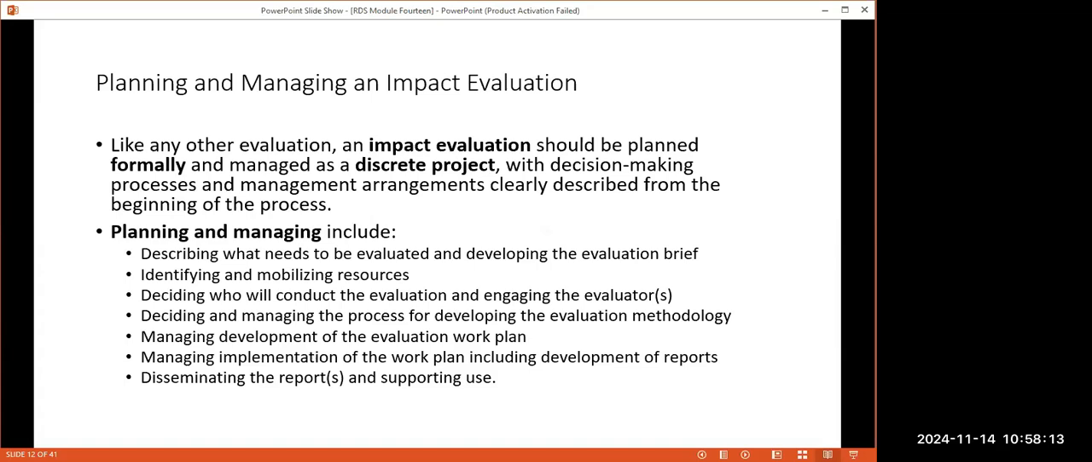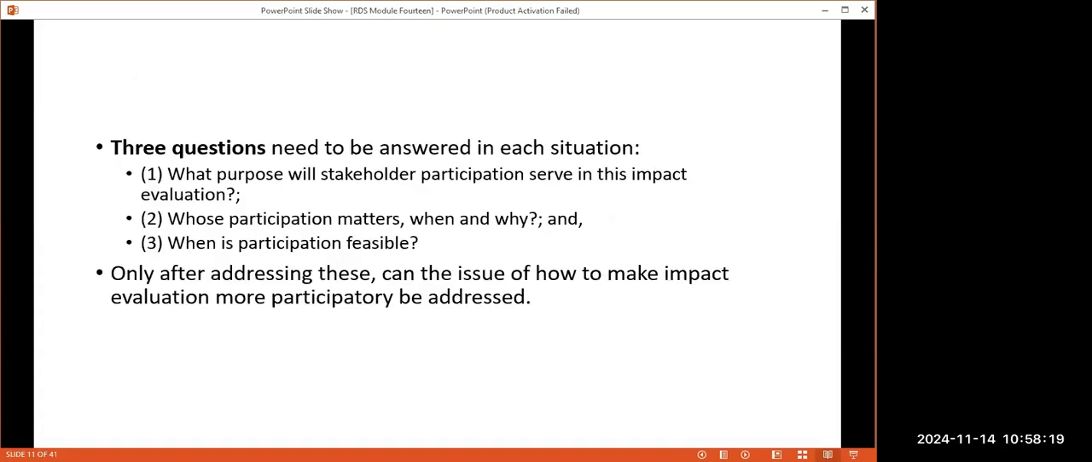Planning and managing an impact evaluation. Before we go to that, does anyone have a question about the concept of impact evaluation and what it is all about, whether it's important? Anyone who wishes to get some clarity around what this is all about?